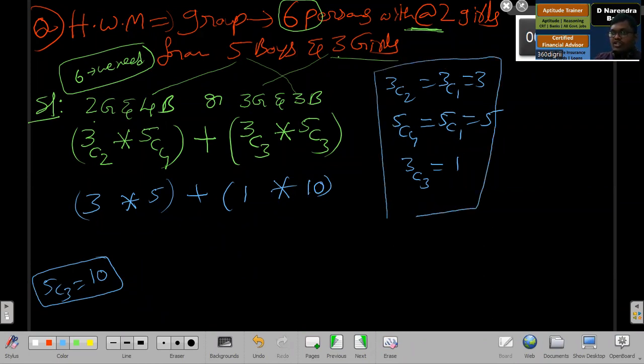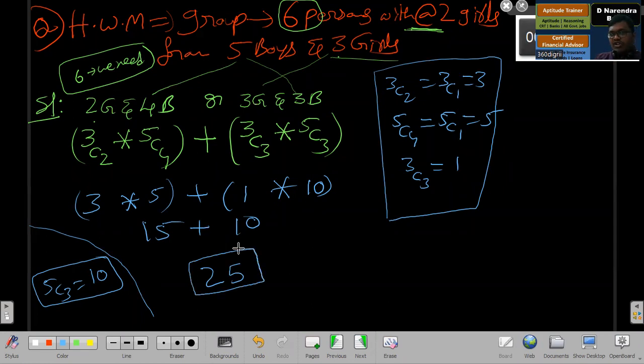Now what you have to do is only addition and multiplication. 3 times 5 is 15, plus 10, is 25.